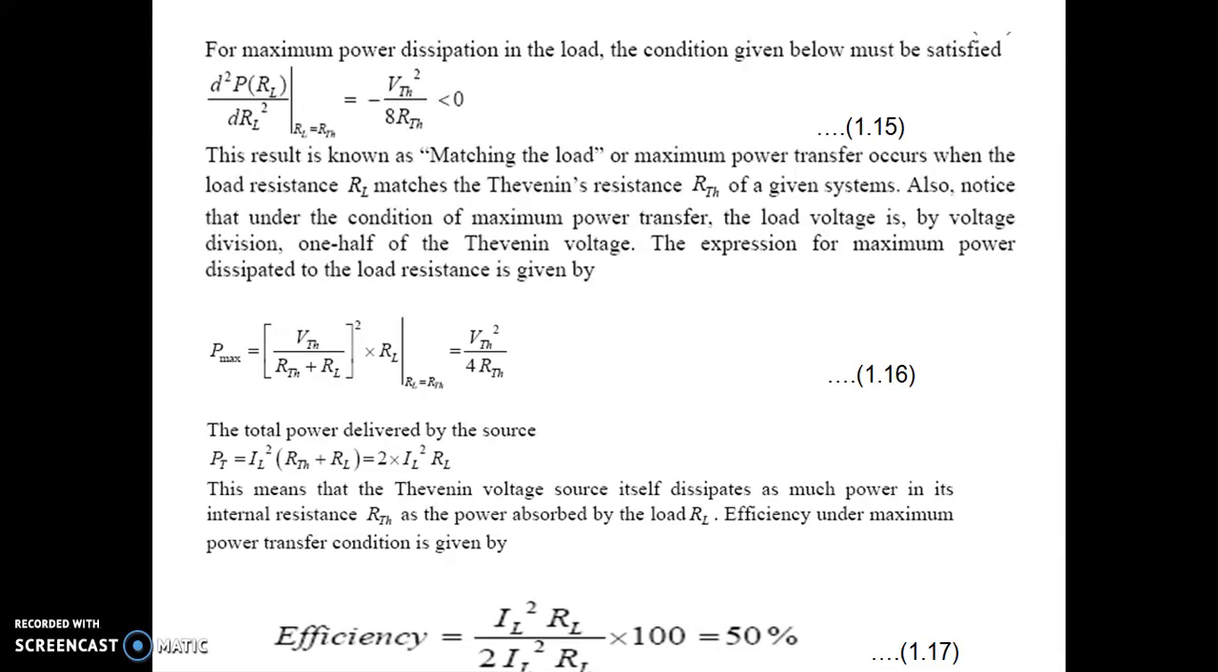Also notice that under the condition of maximum power transfer, the load voltage is, by voltage division, 1/2 of the Thevenin's voltage. The expression for maximum power dissipated in the load is given by P_max equals V_TH squared by 4R_TH. This means that the Thevenin voltage source itself dissipates as much power in its internal resistance as the power absorbed by the load R_L. Efficiency under maximum power transfer condition is given by efficiency equals I_L squared R_L divided by 2 I_L squared R_L, which is simply equal to 50%.